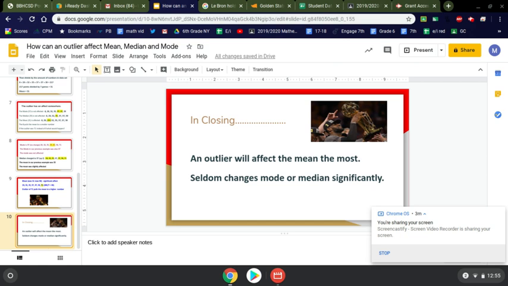So in closing, what does this all mean? An outlier will affect the mean the most. It will seldom change the mode or the median significantly. So as you're working through your assignments this week, keep this in mind. The most the outlier will have an effect on is the mean.